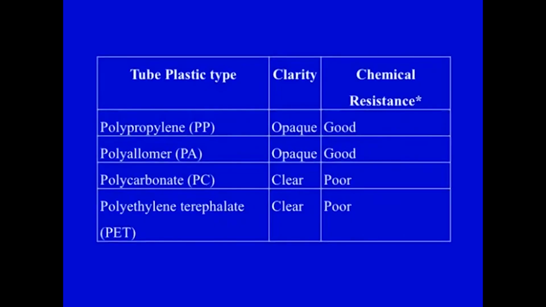So, the chemical compatibility of popular tube materials, if you see polypropylene, clarity wise they are opaque, but the chemical resistance is good. Then polyallomer, they are opaque, but chemical resistance is good. Polycarbonate, they are clear, but the chemical resistance is poor. Likewise polyethylene, these are clear, but chemical resistance is poor. So, likewise one has to select a particular type of tube material.